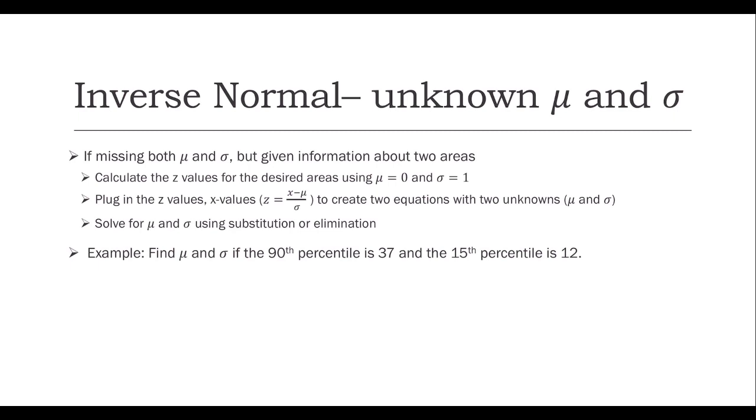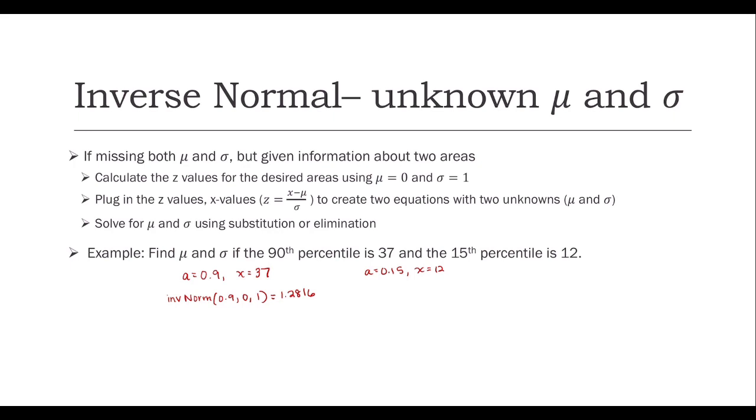So in this example, it says find mu and sigma if the 90th percentile is 37. So when the area is 0.9, x is 37, and the 15th percentile is 12. So when the area is 0.15, then x equals 12. So we'll start by finding our z-scores using inverse normal. The area is 0.9, our mean is 0, and our standard deviation is 1. So that gives us a z-score of 1.2816.